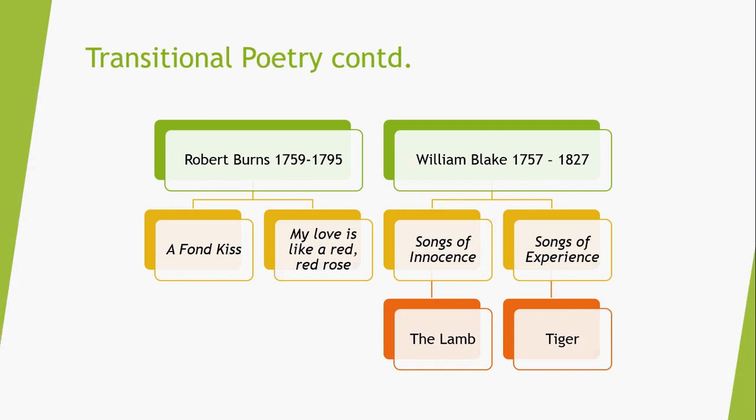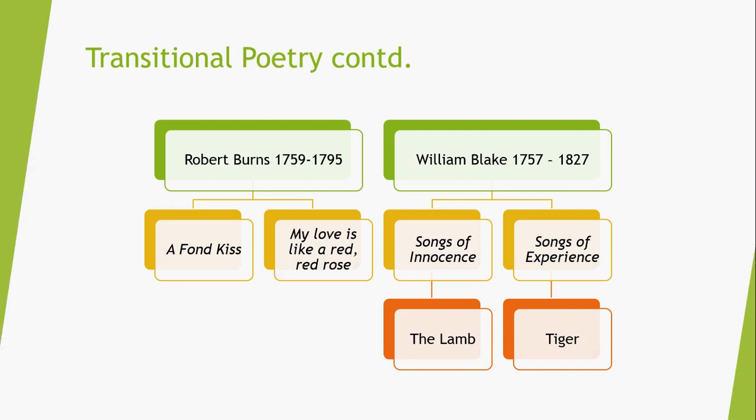Two of his poems are given as an example there, A Fond Kiss and My Love is Like a Red Rose. If you just look at the title of the poems, you will notice how this is a complete break from the neoclassical poetry. There is a romantic element that has crept in. The poet is talking about something very simple, something very common, something that is a part and parcel of everyday life, something that the neoclassical poets wouldn't ever think of.